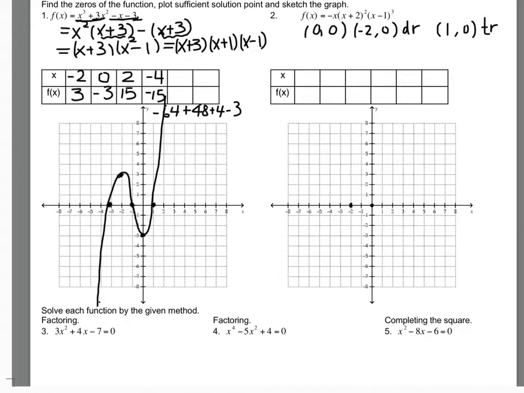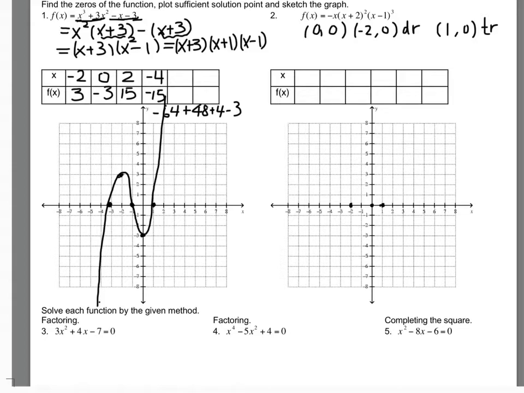And when x equals 1, that's a triple root. Triple root means that it's going to pass through with a bend. And what is the power? So you have x raised to the first power, x raised to the second power, and x raised to the third power.